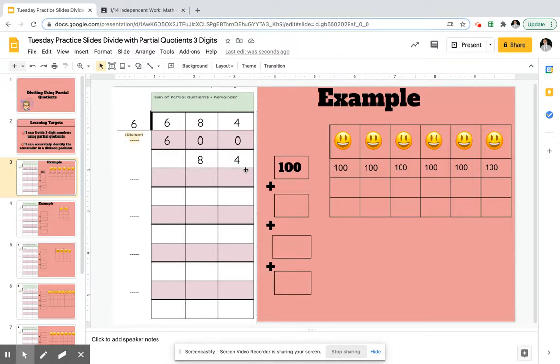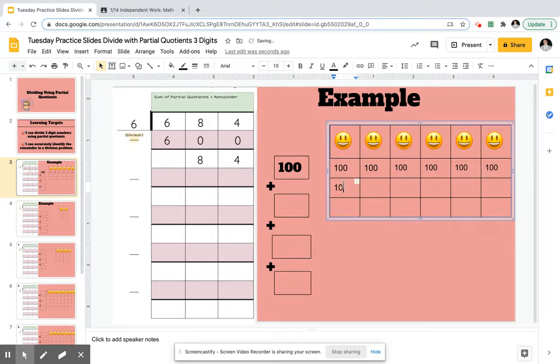Now I need to think, okay, how many Skittles can I give them each now? Well, I can't give them 100 again. I only have 84. So let's think, can I give them each 10? Well, let's check. If I gave each of them 10, that would be 10, 20, 30, 40, 50, 60. Yes, I could give them each 10 because I have 84 to give away. So I'm going to write 10 over here because I gave each friend 10.